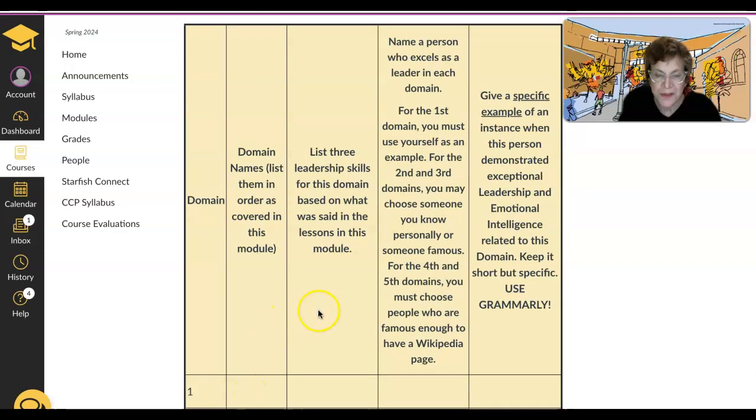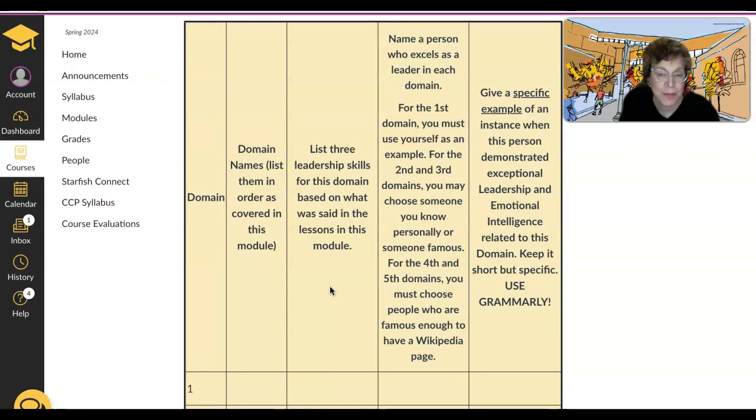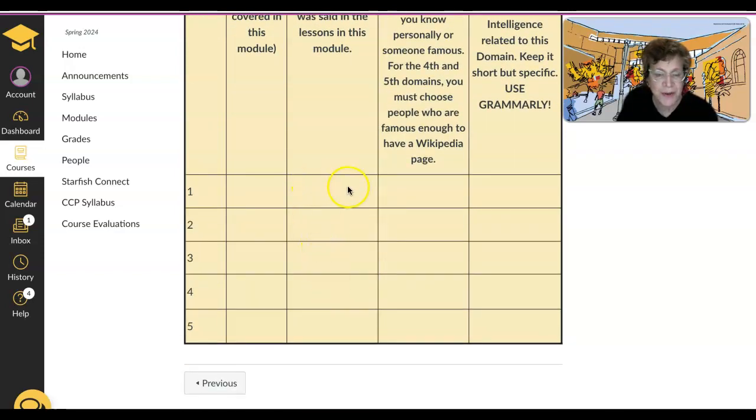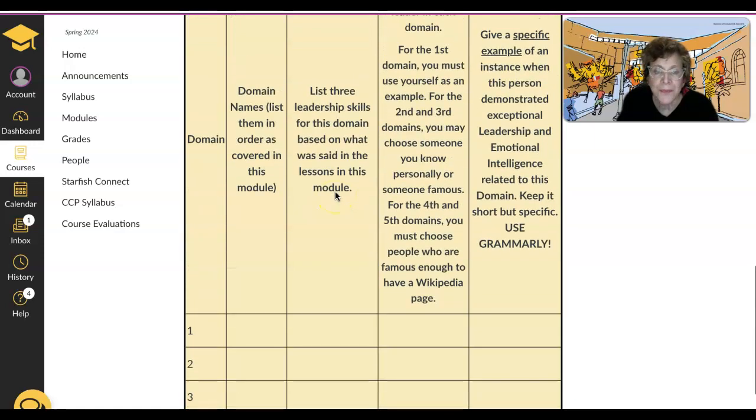Then, once you've done that, go into this third column where it says list 3 leadership skills for this domain based on what was said in the lessons in this module. The lessons in the module specifically called out specific leadership skills that are required at each of the different domains or levels of leadership. So for each one, you're going to put in the name of this leadership. I told you the first one was self-leadership. So what are 3 leadership skills associated with self-leadership? You're going to fill that in right there.